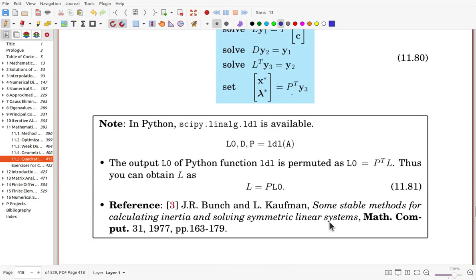This LDL decomposition is available in Python. And now if you are using LDL in Python, then the result has 3 components, 3 matrices, but this one is not L. In fact, it's L0, which is P transpose L. So if we want to get L itself, then you have to multiply P and L0, then you can get L. You can see some details from this paper.